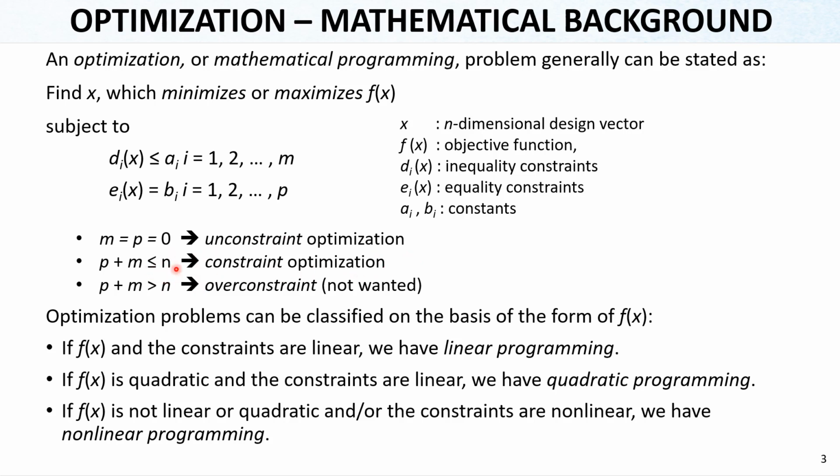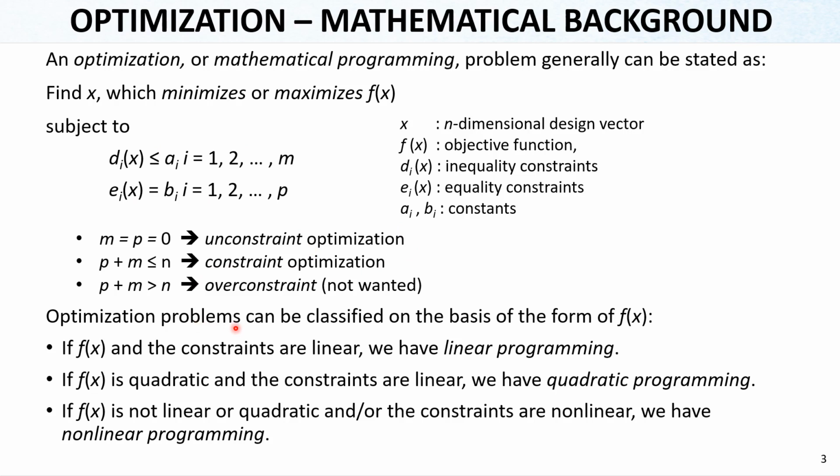N is the number of variables, here the n-dimensional design vector. If the number of constraints is smaller than that, then we will have a constrained optimization. But if it is greater than that, then we will have over-constraint, so we will have more than expected constraints. This is not wanted because this will constrain too much, so maybe we will not be able to get any results. So these two are usually the classification of optimization: unconstrained, without any constraints, and constrained optimization.